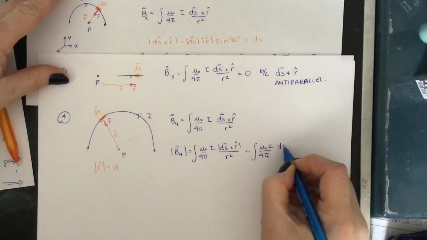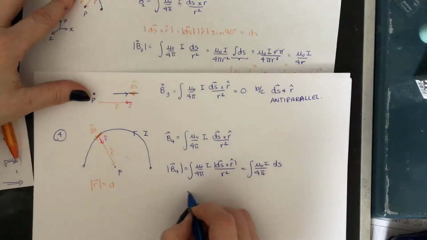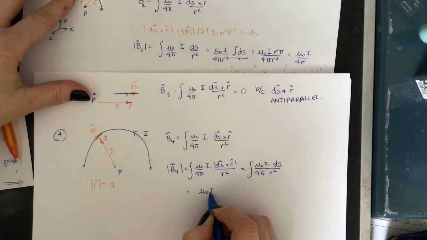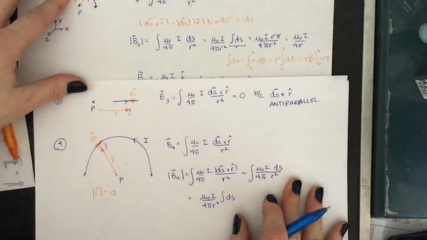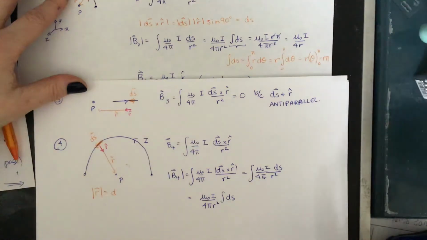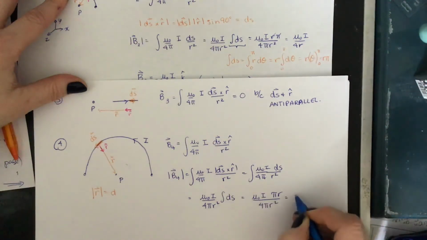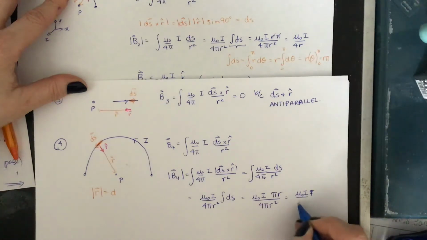We'll take our constants out front of the integral, just like we did before. Oh, I dropped my r squared. Let's put that back in there. So we've got mu naught I over 4 pi r squared times the integral of ds. Again, the integral of ds, we're going halfway around the circle, so the integral of ds is that total distance, which is half a circumference. So we get mu naught I over, oops, pi cancels, r cancels, mu naught I over 4r.